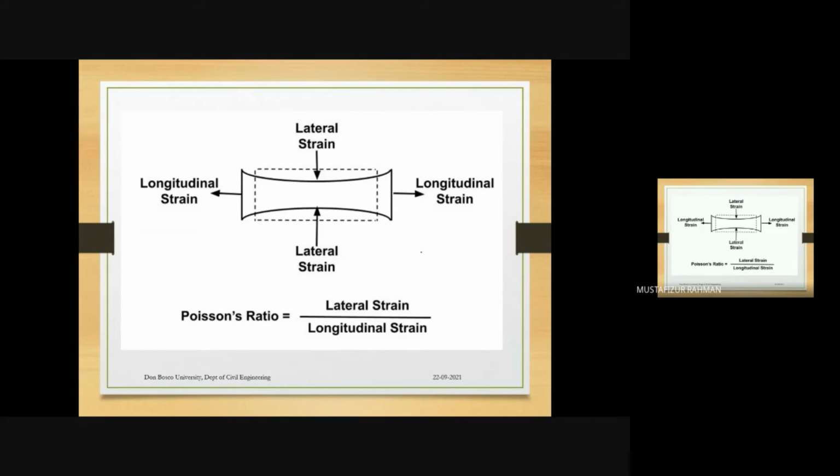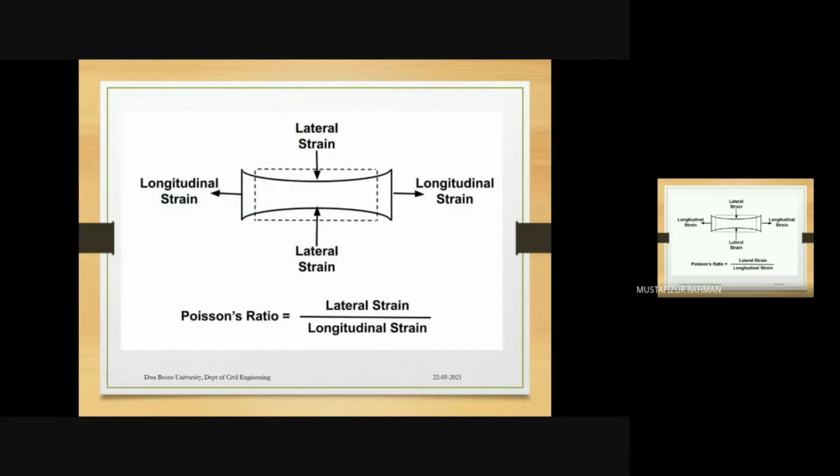Then there is another important term. We will again see this term, but I just mentioned it here. Poisson's ratio. Okay, what is Poisson's ratio? It is the lateral strain by longitudinal strain. The dotted one is our initial material. We applied some tensile stress. So what happened? The material deformed like this.